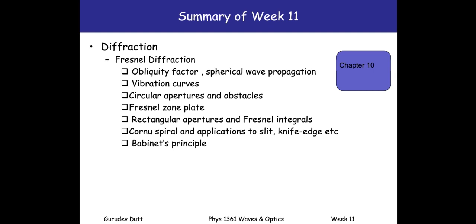When we have no cylindrical or spherical symmetry, we use the Fresnel integrals to calculate the situation and the irradiance pattern, and that brought us to the Cornu spiral, which is a beautiful geometric way of representing the results of the Fresnel integrals and allows us to predict intensity distributions from various types of geometries, such as the slit, the knife edge, the obstacle, the wire, and so on. And that finally also allowed us to conclude with Babinet's principle, which allows us to predict the diffraction patterns from complementary types of diffracting screens.